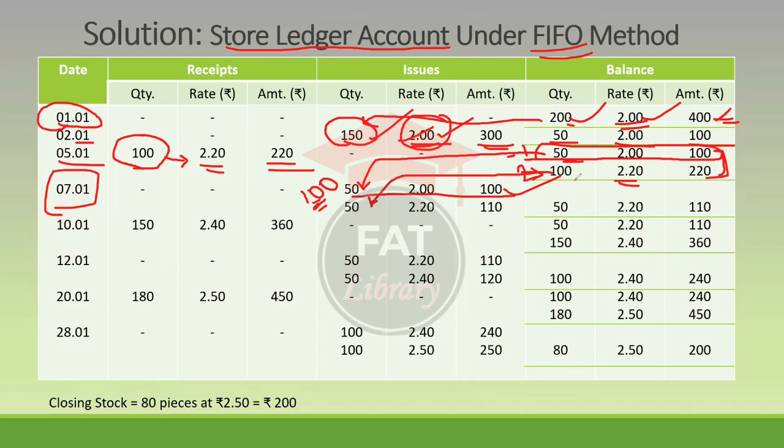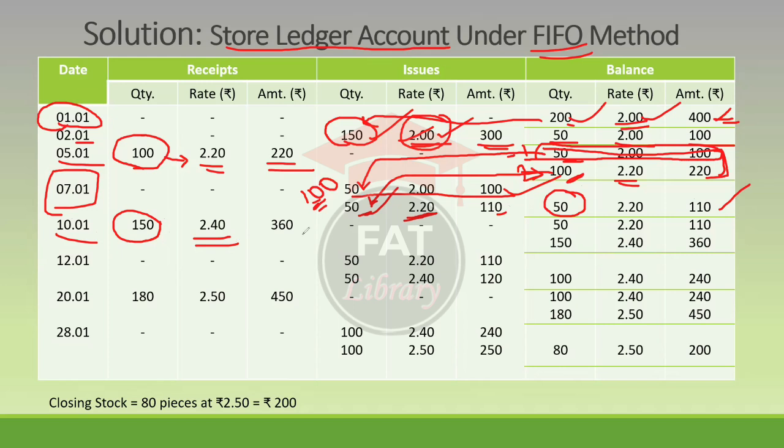Whatever we had in the second stock, 100 units, out of these 100 units we are taking 50 units. What is the rate for these? 2 rupees 20 paise, so we show 2.20 and 110 rupees. Now out of these two stocks, the first stock is over. In the second stock, only 50 units remain because 50 units we have already issued, at 2 rupees 20 paise and 110 rupees balance. This is how we issue material in the FIFO method. On 10th January, they are again purchasing 150 pieces. At what rate are they purchasing?